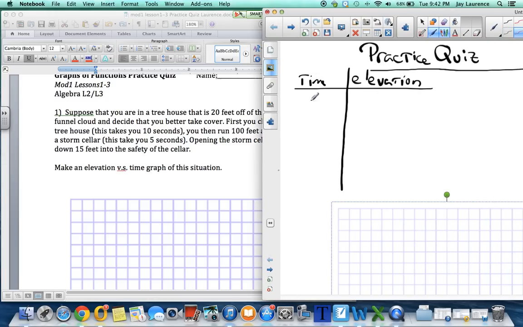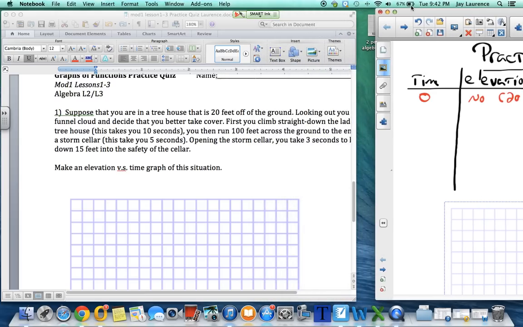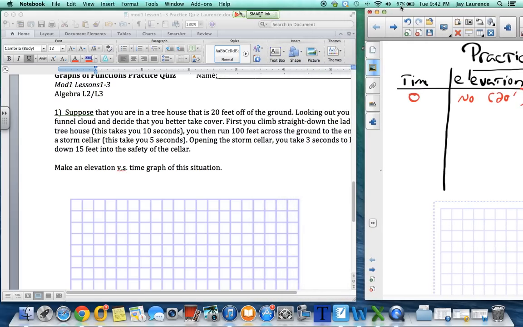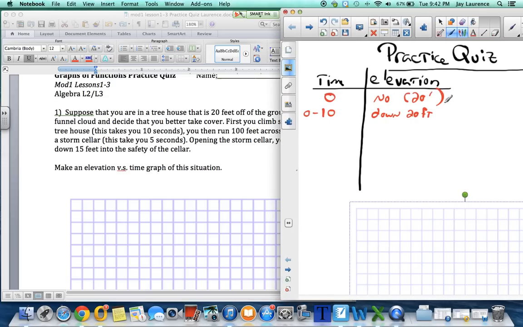So at time 0, there's no change in my elevation, and I'm 20 feet off the ground. Now it takes me 10 seconds to go straight down the ladder of the treehouse. So from time 0 to 10, I go straight down 20 feet. And so now I'm on the ground, at ground level.